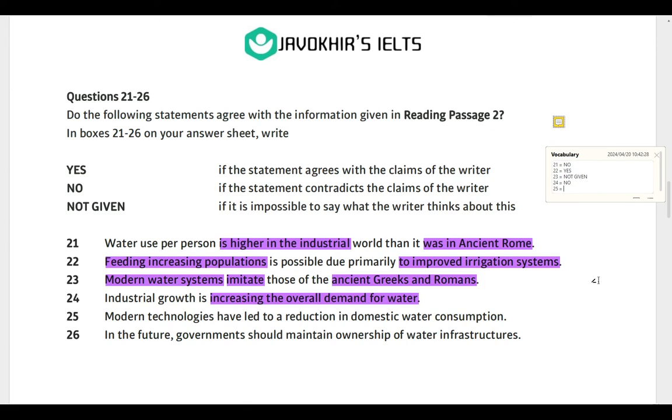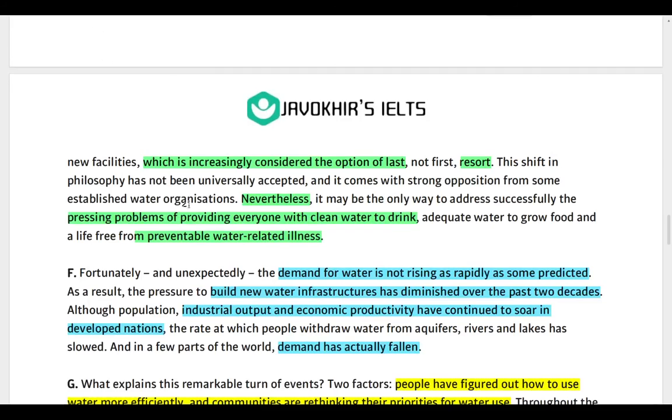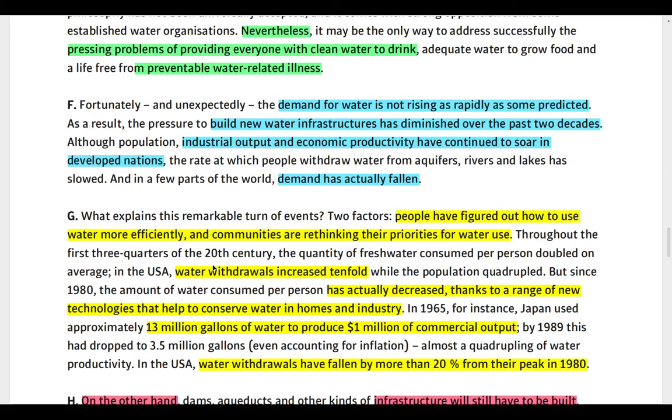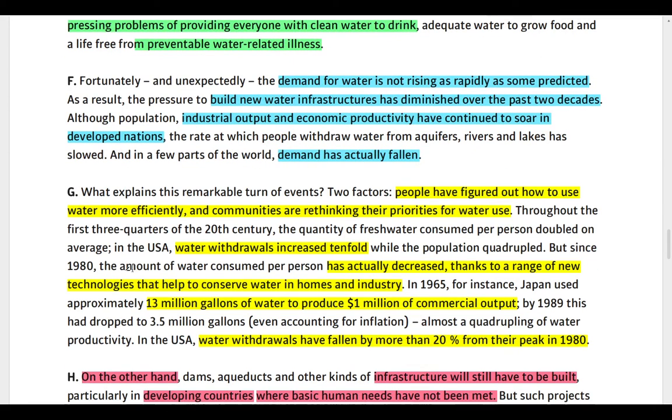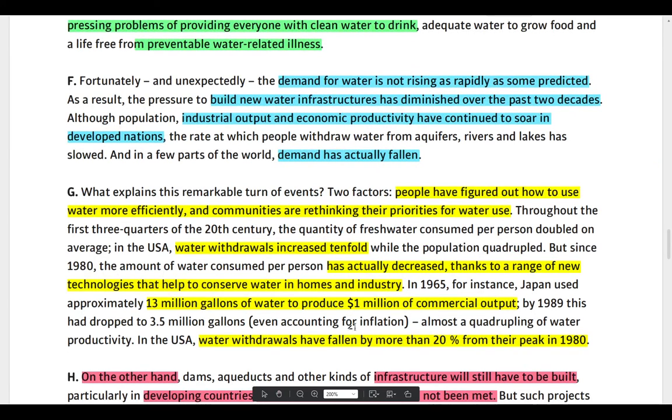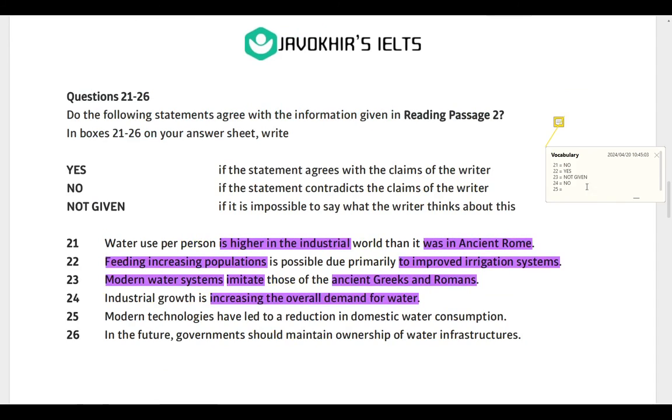So 25 says modern technologies have led to a reduction in domestic water consumption. Modern technologies, if you remember, we had modern technology thanks to modern technologies. All right, so the amount of water consumed per person has actually decreased thanks to a range of new technologies that help to conserve water in homes and industry. So 25, modern technologies have led to a reduction in domestic water consumption. Domestic water consumption means in homes and industry. So domestic, homes. So the answer for that would be definitely yes.